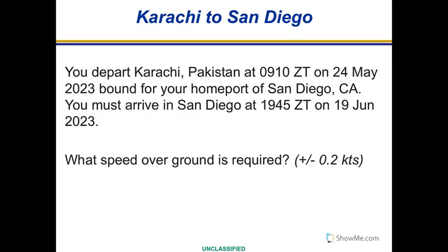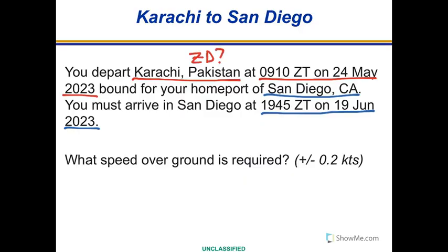So first, let's take a look at our given information. We need to depart Karachi, Pakistan at 0910 zone time on 24 May 2023. And we need to arrive in San Diego, California at 1945 on 19 June 2023. We need to convert both of those zone times into GMT so that we can calculate the time between them. So we need to find the zone description that Pakistan keeps in late May. We also need to find the zone description that San Diego keeps in mid-June. So let's go into the pubs to find those. Let's start with Karachi.